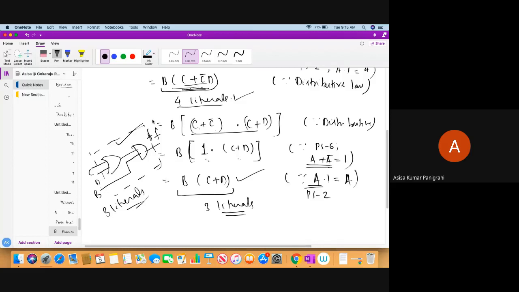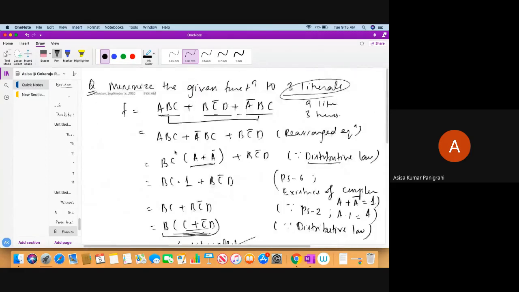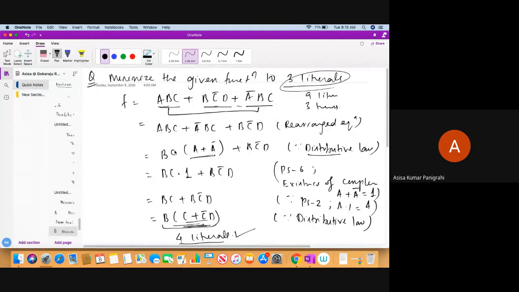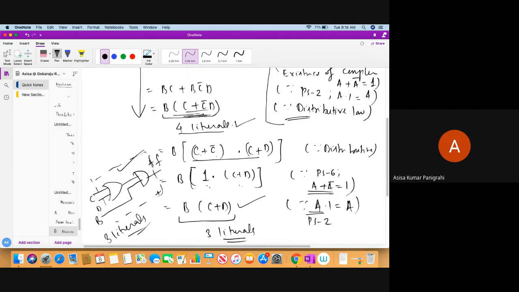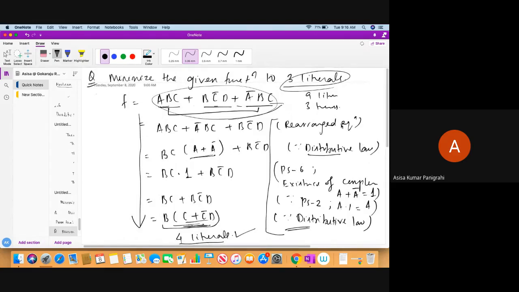Do you all understand, students? Very important concept I have told over here, nothing else. So the question will be given in this way. You would use certain Boolean algebra postulates to reduce it down to 4 literals or 3 literals. If the question is given to you, minimize the given function to 4 literals, then this is the answer, students. And design it means you have to do this one.